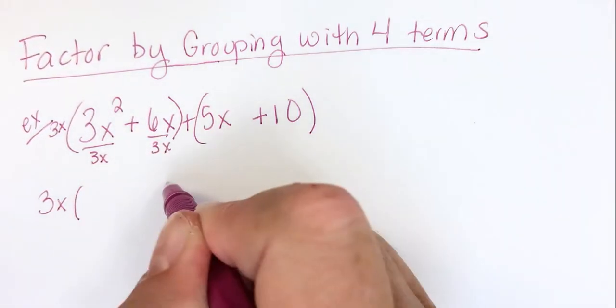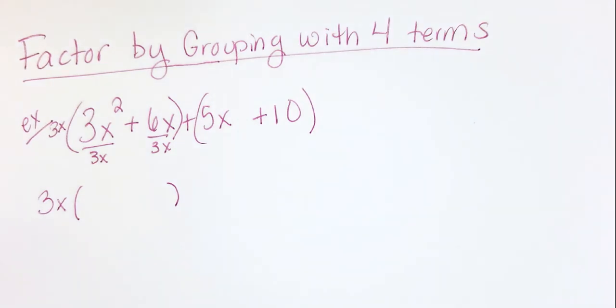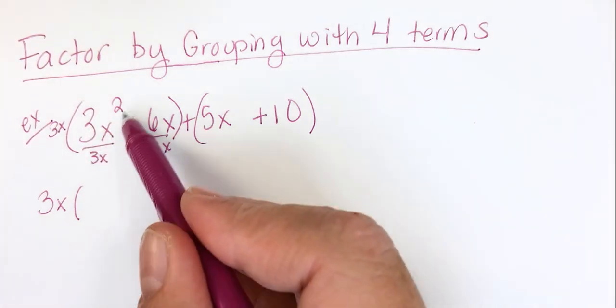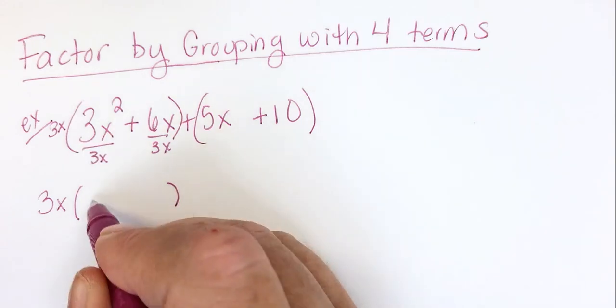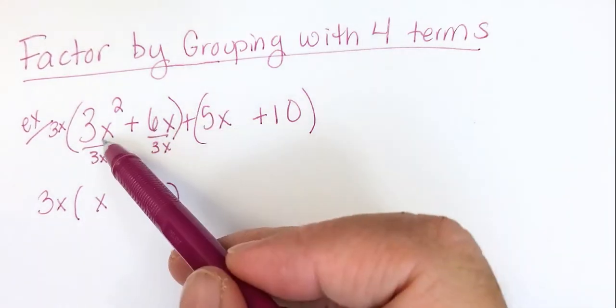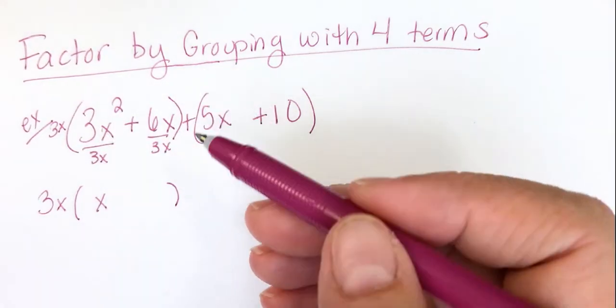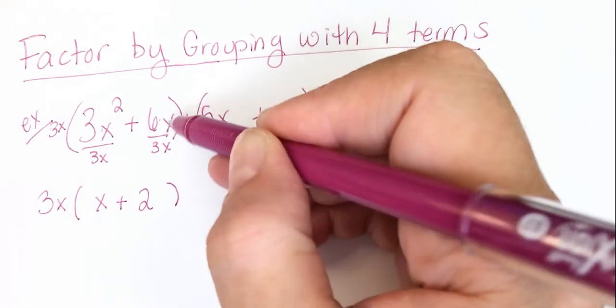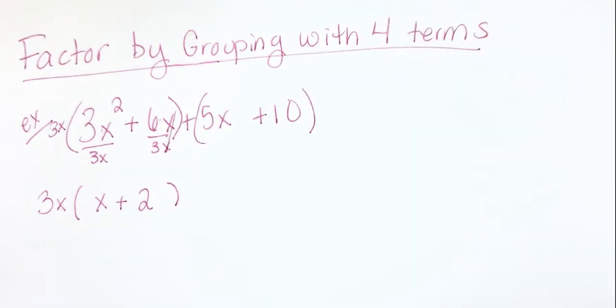Now that we've done that, we need to figure out what is the remaining factor on this first set. So 3x squared divided by 3x. The 3's would just give me 1, and x squared divided by x is just x. You're subtracting exponents there. Plus 6 divided by 3 is 2, and our x's are going to actually cancel. So we're done with the first set of parentheses.